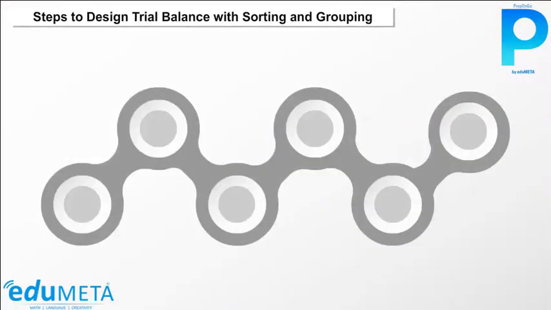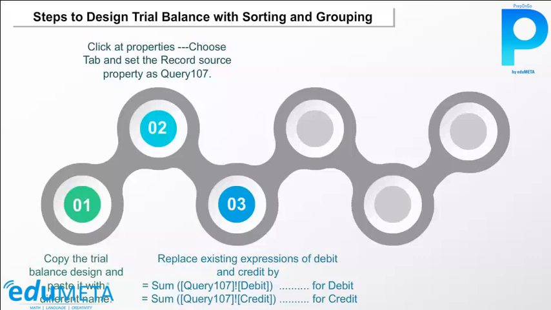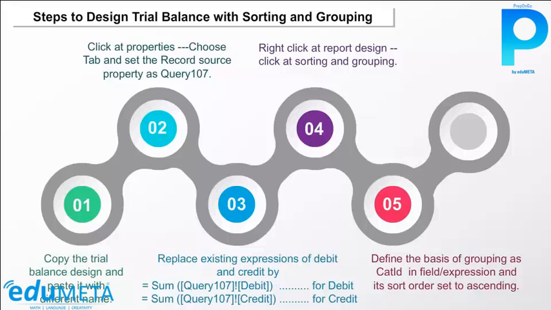Steps to design a trial balance with sorting and grouping. Copy the trial balance design and paste it with a different name. Click on Properties, choose the Data tab, and set the Record Source property as Query 107. Replace the existing expressions of debit and credit by the given expression. Right-click on Report Design. Click on Sorting and Grouping. Define the basis of grouping as cat ID in Field or Expression and set the sort order to ascending. Save the modifications in the above report design.